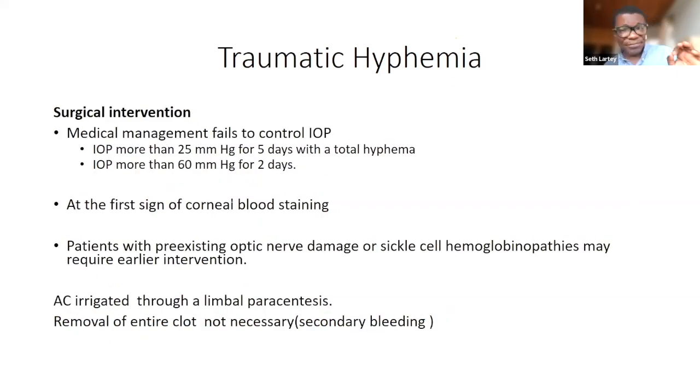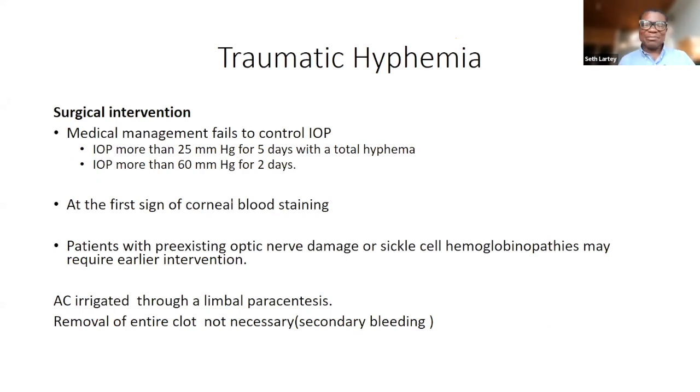In general, for all hyphemas, you want to go for surgical intervention when the intraocular pressure is more than 25 millimeters of mercury for more than 4 days with a total hyphema, or the intraocular pressure is more than 60 millimeters of mercury for 2 days. If you have any sign of corneal staining, so you need to constantly look at the cornea, you want to remove the blood. If there's pre-existing optic nerve damage or pre-existing hemoglobinopathies like sickle cell SC disease, you want to intervene early.